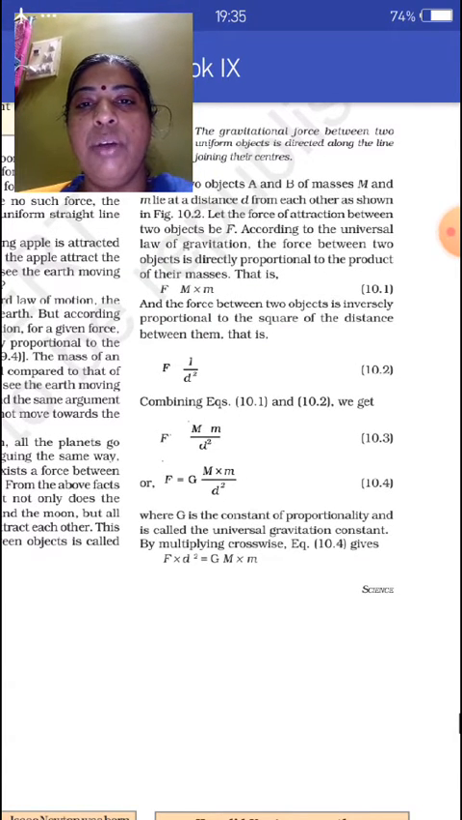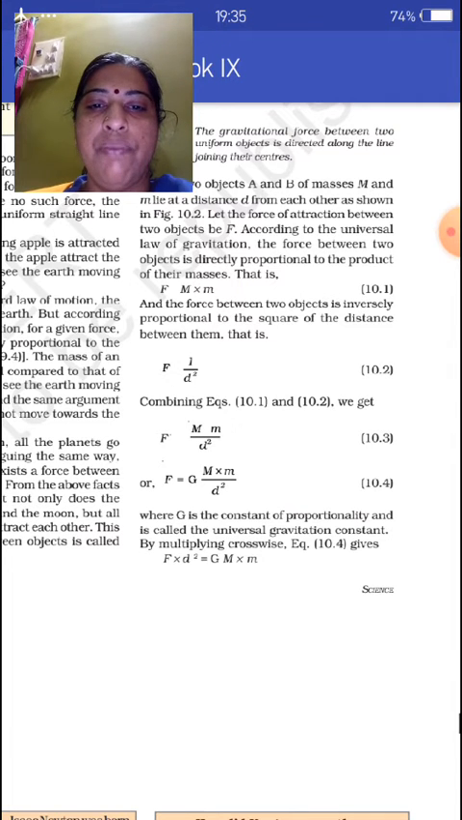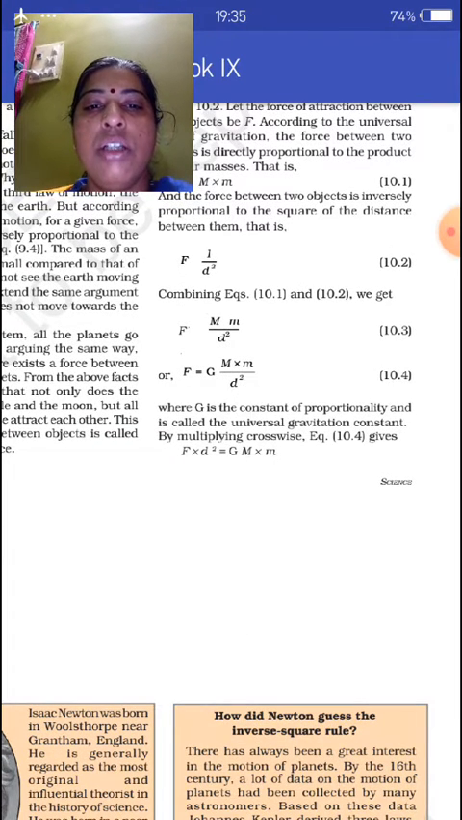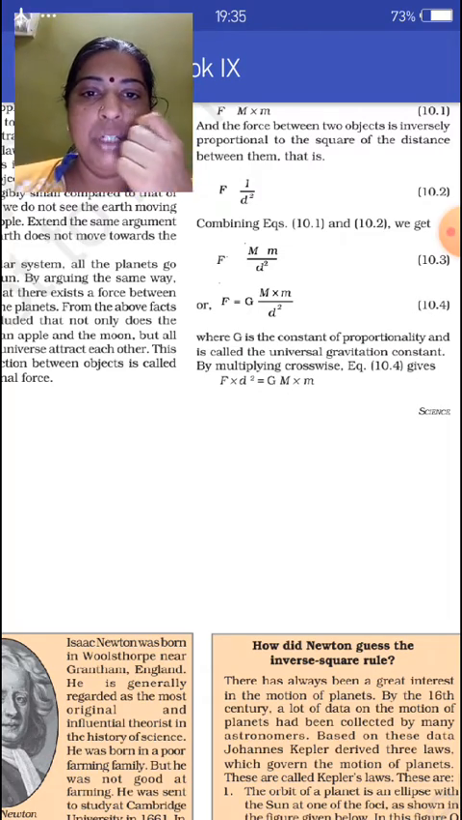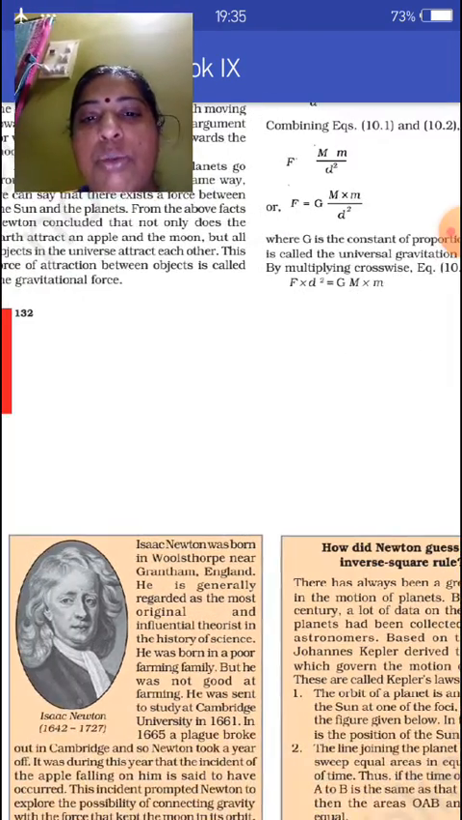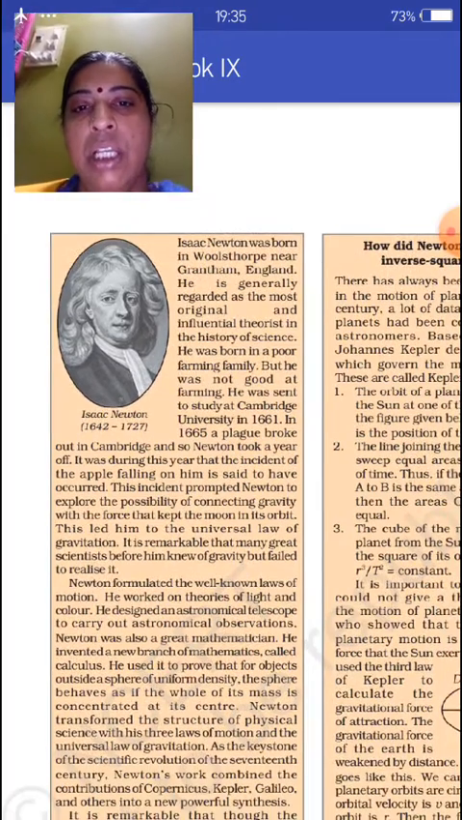Combining equations 10.1 and 10.2, we get F is proportional to M into m upon d square, or F is equal to G into M m upon d square, where G is the constant of proportionality and is called the universal gravitation constant. By multiplying crosswise, equation 10.4 gives F into d square is equal to G into capital M into m.